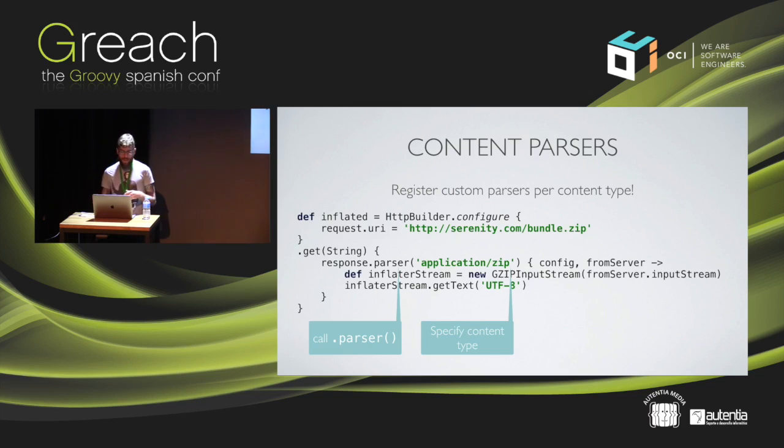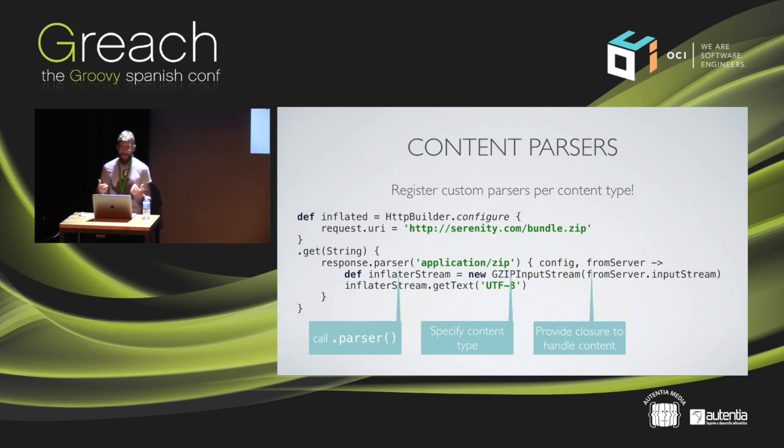Now, here is a bit of a different state because you actually get a configuration object, which is your global configuration. That's basically whatever you've defined in the big configure closure. And you also get the fromServer object. And fromServer basically gives you a handle into whatever the response was. So if the response has an input stream, if the response has headers, whatever, you've got access to it through the fromServer object.